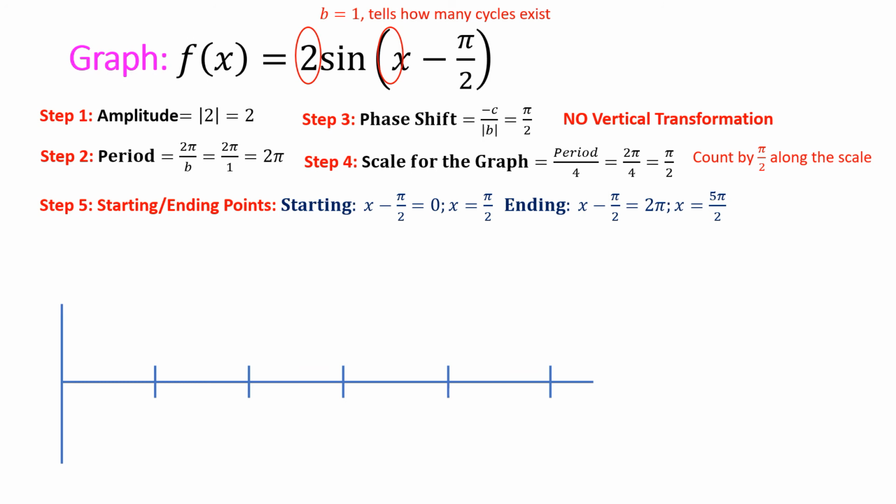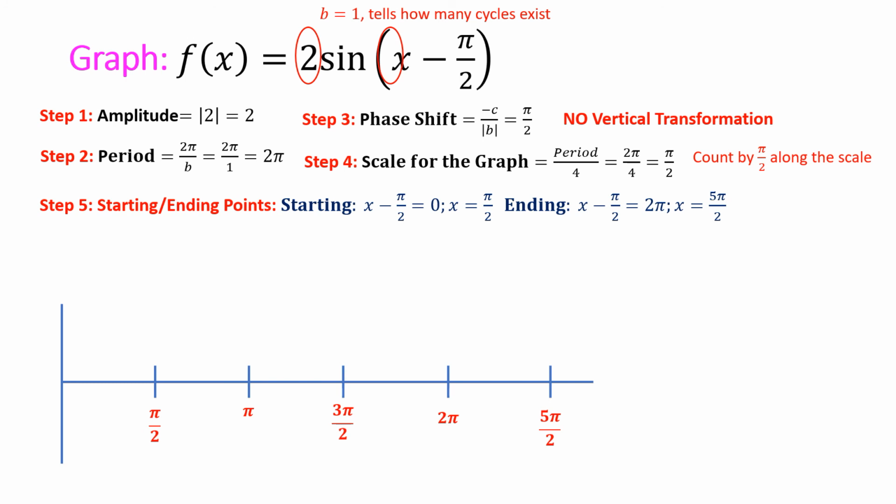Okay, notice I put a little sideways T, and I made 1, 2, 3, 4, 5 tick marks. I am going to put my scale on here. My scale starts with my starting point, pi over 2. So I put pi over 2. And then I count by the scale, pi over 2. So I'm going to say pi over 2, following the unit circle. What's the next point pi over 2 away? That's pi. Then 3 pi over 2. Then 2 pi. What's my ending point for this graph? My ending point is 5 pi over 2. That's going to be my last tick mark.